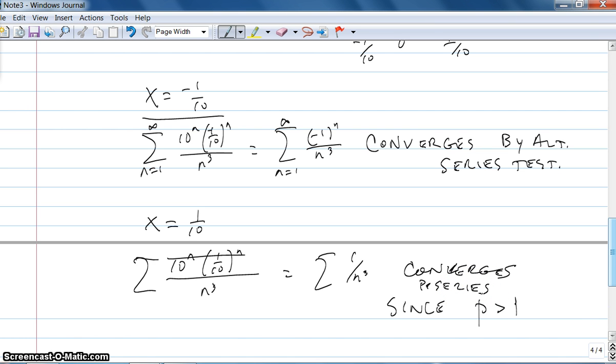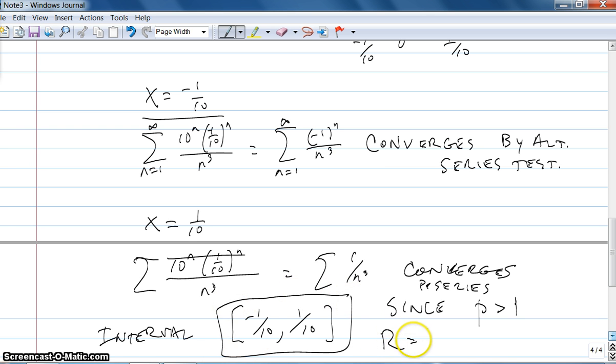Okay, so what we have is their final endpoints are calculated, and our interval is from negative 1/10 to 1/10, and including the endpoints. Okay, there's your final interval, and the radius is 1/10.